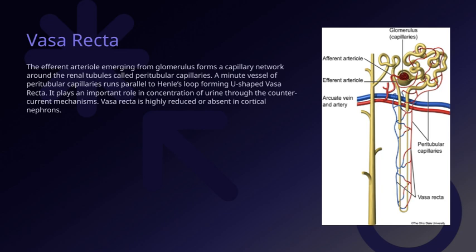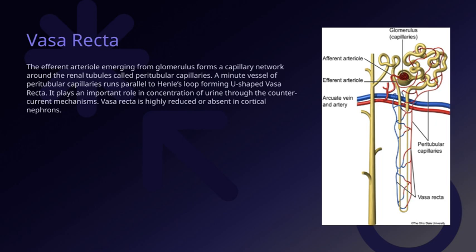After the efferent arteriole exits the glomerulus, it forms a network of capillaries known as the peritubular capillaries. These capillaries surround the renal tubules and are crucial for the kidney's function. A small vessel of the peritubular capillaries runs parallel to Henle's loop, and this structure is called the vasa recta. The vasa recta forms a U-shaped loop, which is essential for the kidney's ability to concentrate urine through a process called countercurrent exchange. This countercurrent mechanism allows for efficient reabsorption of water and solutes, helping the kidney conserve water when needed.